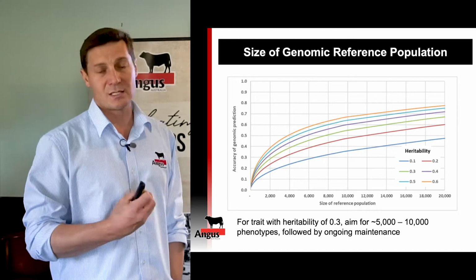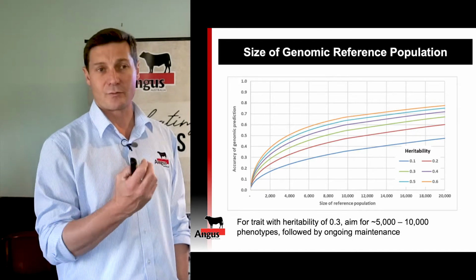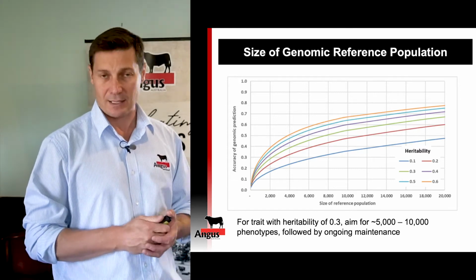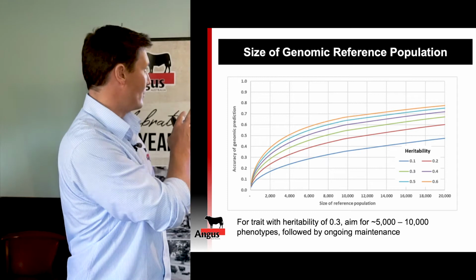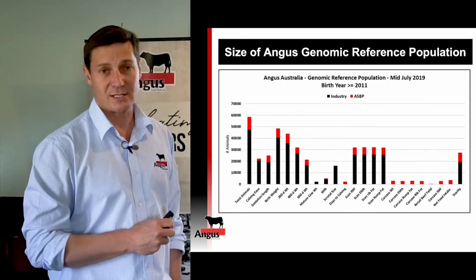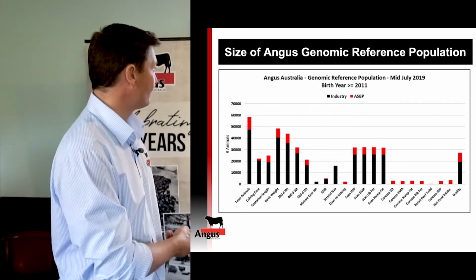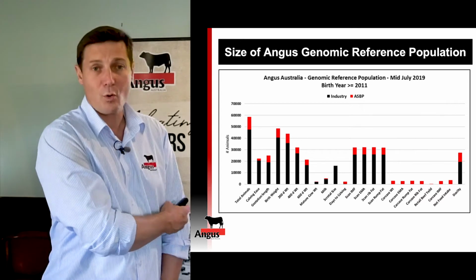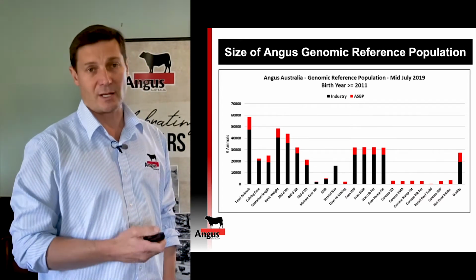So when you, as members of Angus Australia, send DNA samples to us, we send it off to the laboratory, we get a result back, and we include it in the Trans-Tasman Angus cattle evaluation. What's the size of the genomic reference population that we use? This slide gives you a graph based on the mid-July 2019 Trans-Tasman analysis for all animals born after 2011. It shows you what the size of that reference population is.